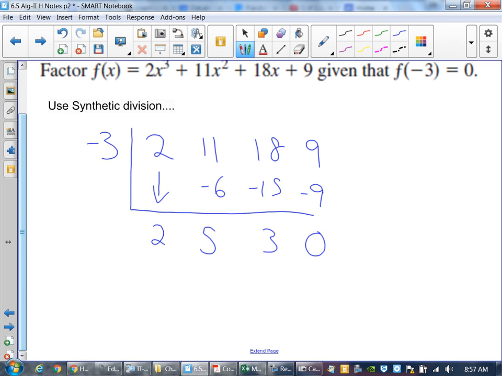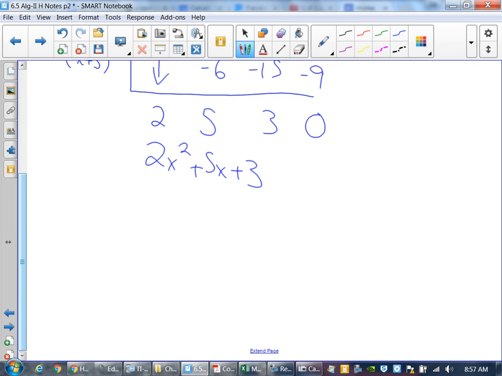So that means that if negative 3 is a 0, the term was x plus 3. This now becomes 2x squared plus 5x plus 3. Yes, sir? So there will always be a 0. If it's a term, yes.